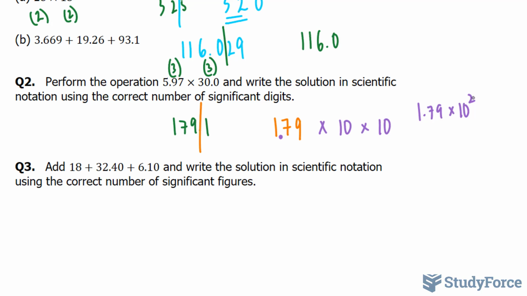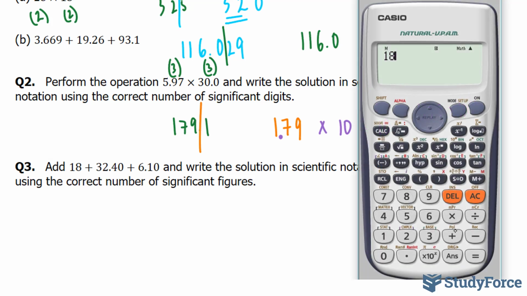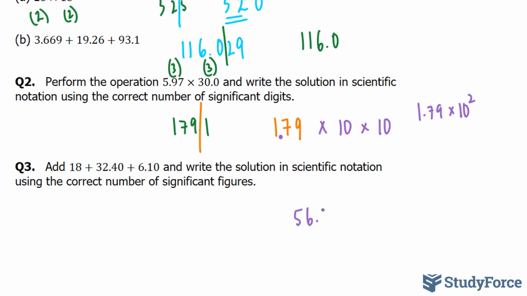In our final example, we are asked to add 18 plus 32.40 plus 6.10 and write the solution in scientific notation using the correct number of significant figures. 18 plus 32.40 plus 6.10. And our answer is 56.5. Now, this number here has 2 significant figures. This one has 4 and this one has 3.